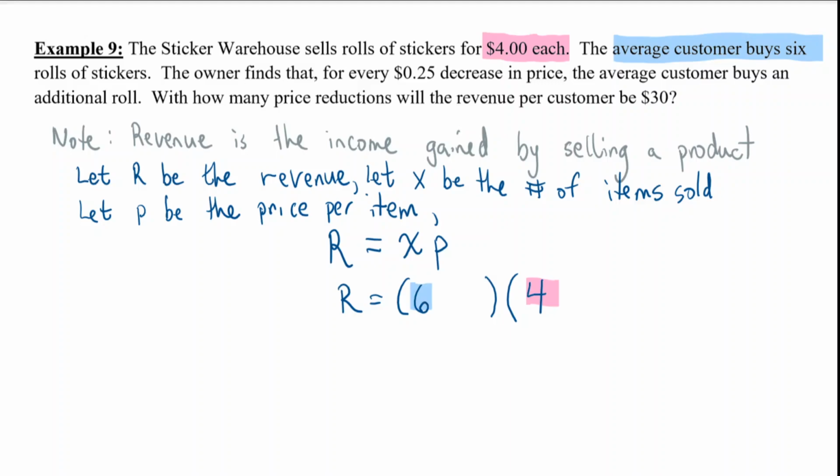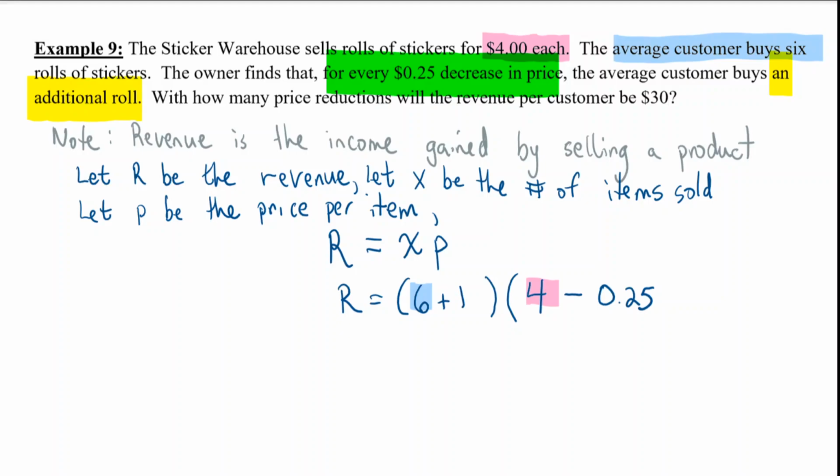Okay. Next, we need to think about, if we decrease our price by 0.25, so that's going to be a change in our price. So we're decreasing $0.25 from our price. What do we find? The average customer buys an additional roll. So additional, that's one more roll. So we are going to add one roll to that.